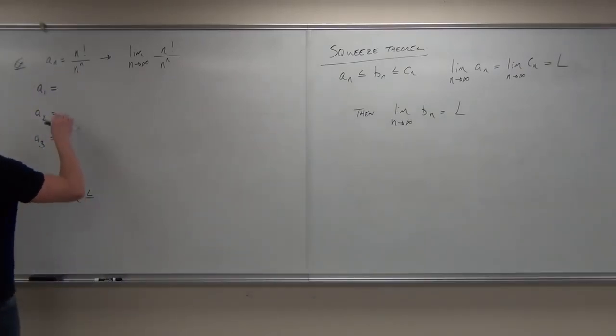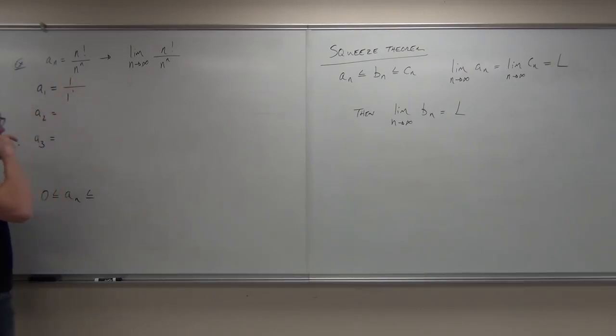So, for instance, a sub 1 gives me 1 over 1 to the 1. Does that make sense? Yes, I know that equals 1, but I'm going to leave it right here. This a sub 2 gives me 2 times 1 over 2 times 2, to the 2 power. That's right, 2 to the second power, or 2 times 2. Does that make sense to you?